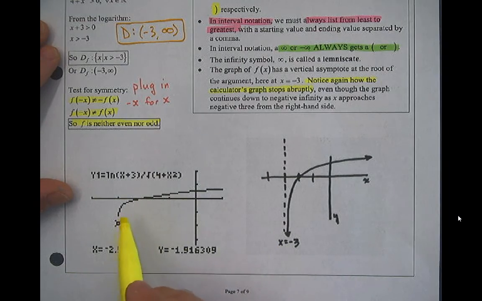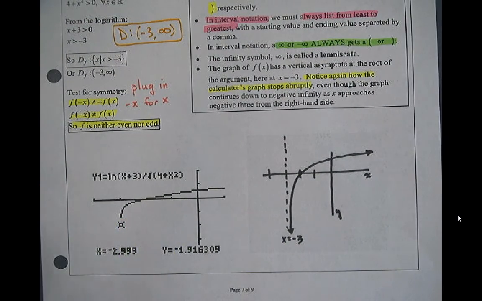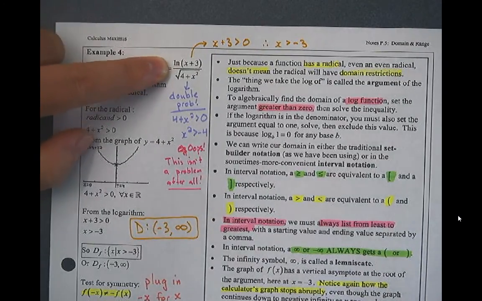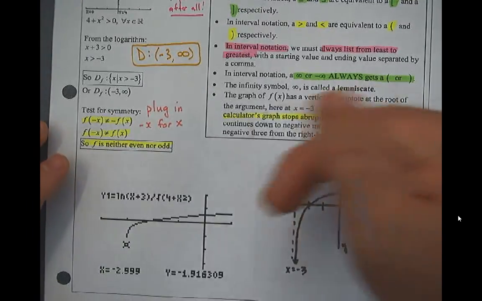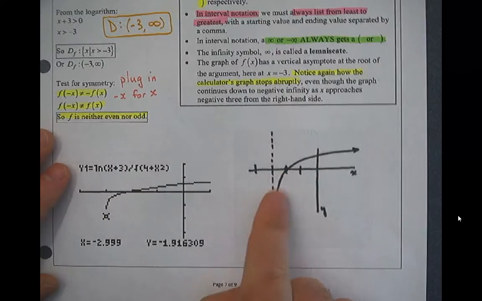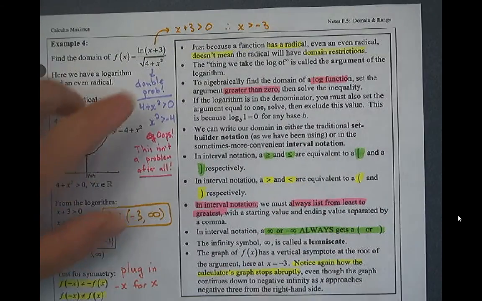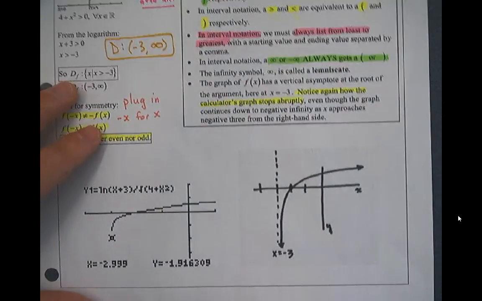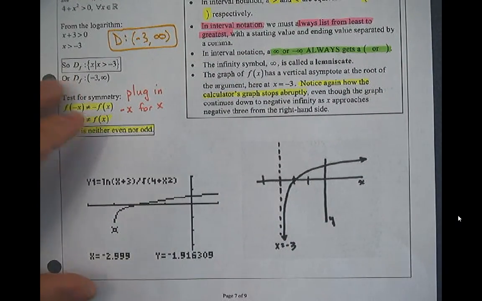And how do you know when it stops or when it doesn't stop? Well, that's because you know about families of functions. For the most part, what do we know about natural log, right? This looks like a natural log graph. So this function that's a division involving natural log is going to have a lot of the characteristics of the natural log graph.